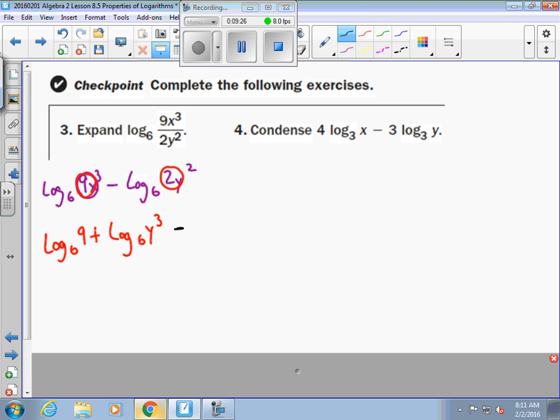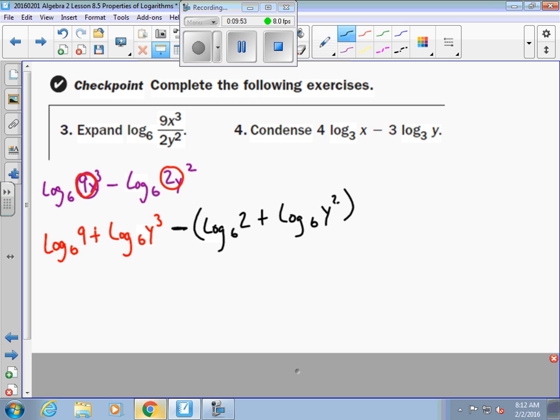minus, now here's the key right here, minus the whole thing. So it's minus all of this. And if you look back to example number 2, you had to do this for that one too, anytime there's a minus. Log base 6 of 2 plus log base 6 of y squared.